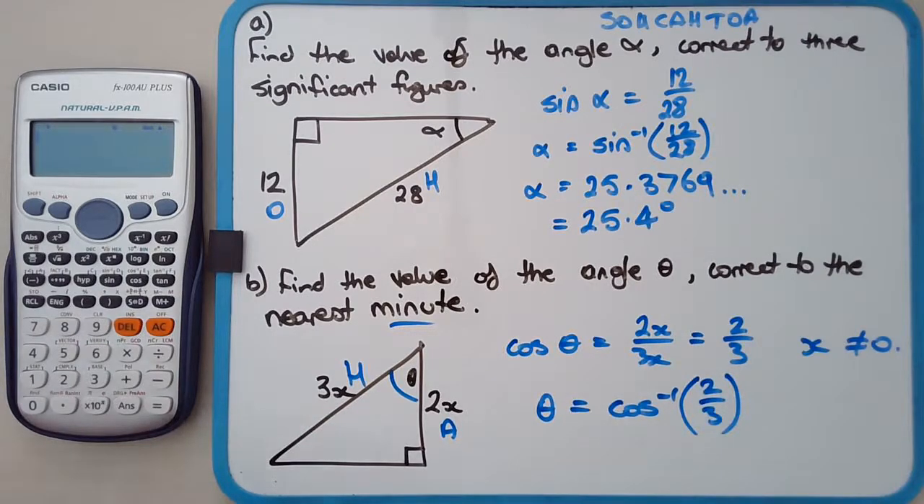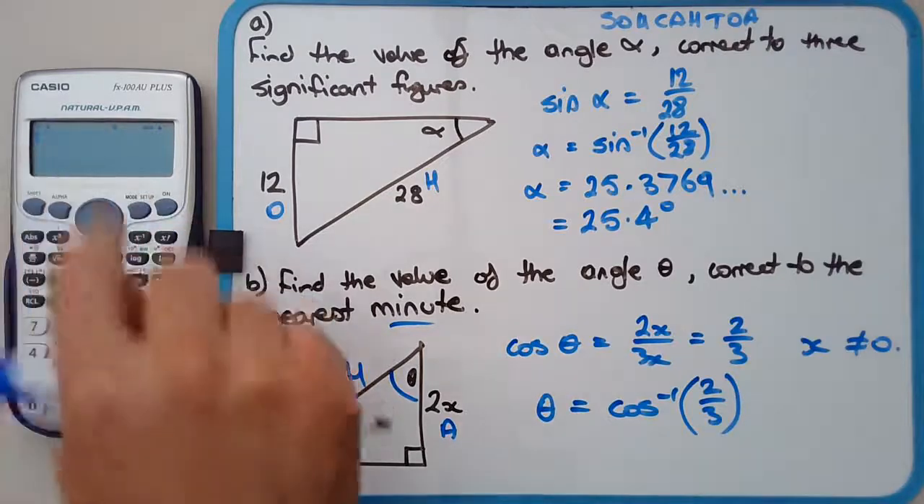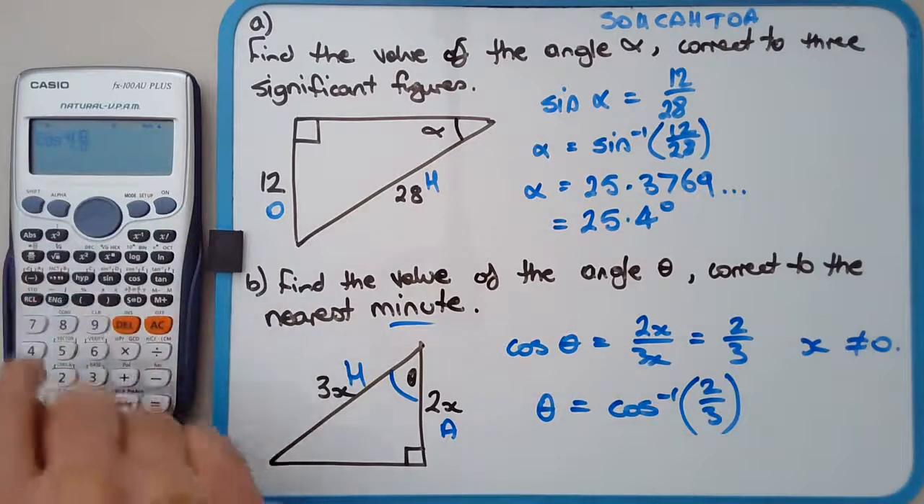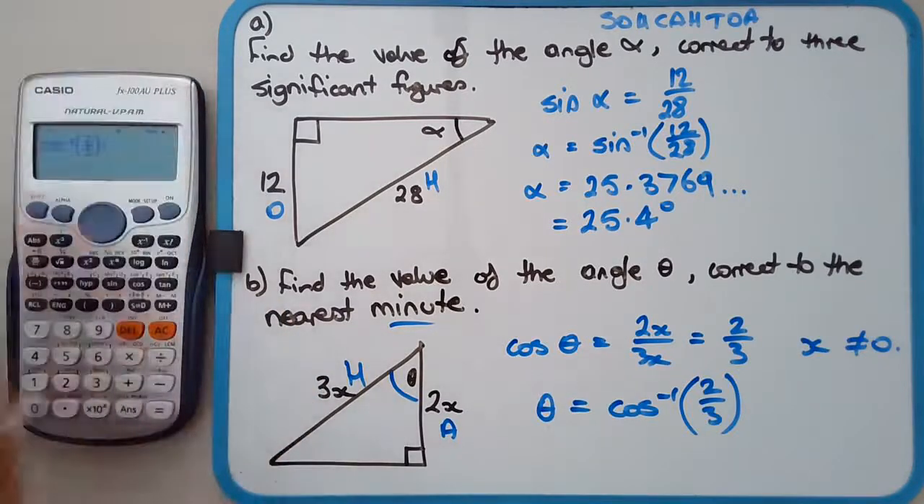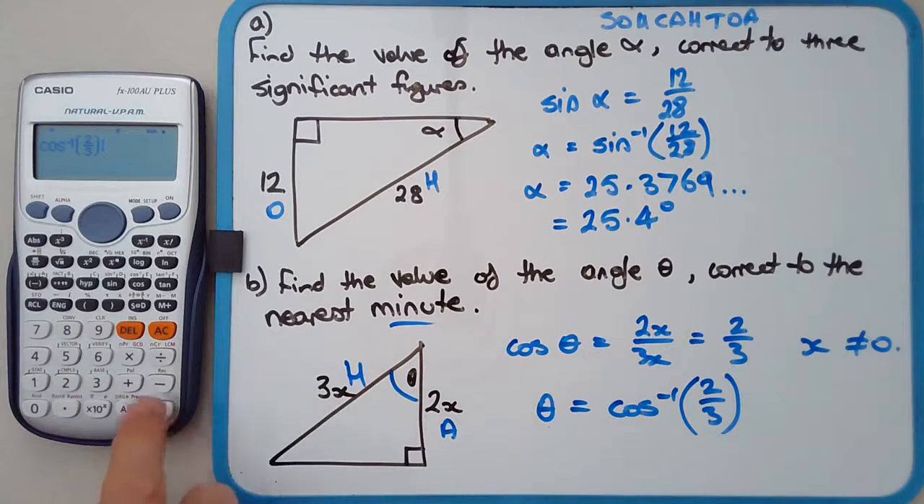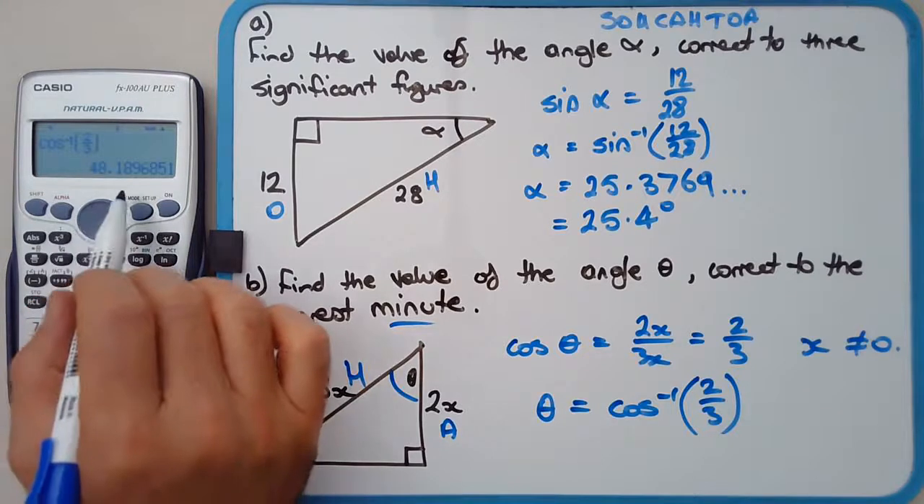Okay, so inverse cos of 2 over 3. And that's it. All right, let's do that. Nice and easy. Whoever said maths was hard. It might start off that way, but give it a bit of time, a bit of patience, a little bit of determination, and it'll become easy. All right, it's 48.189.